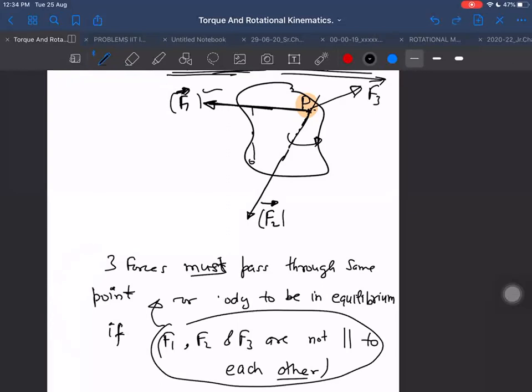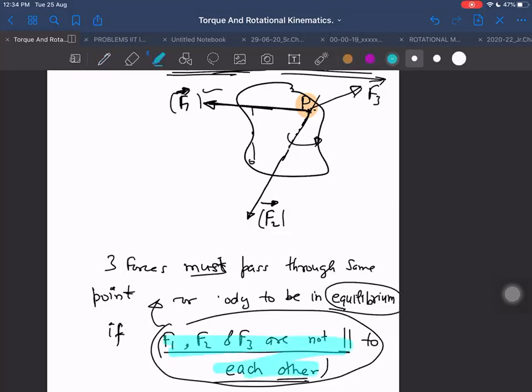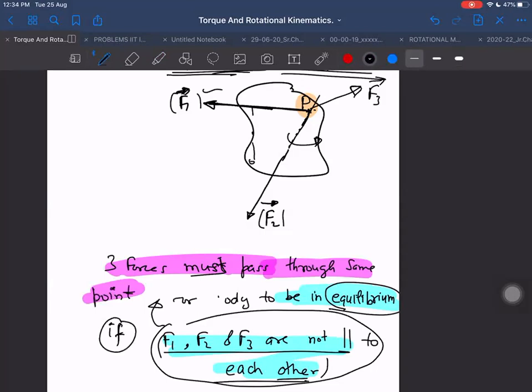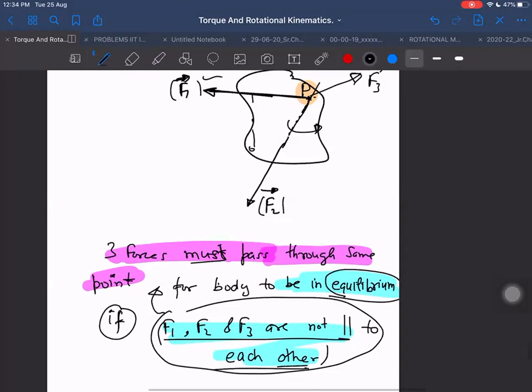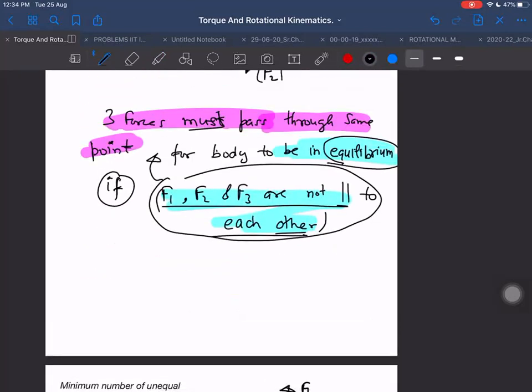I am saying that if this thing is given to us, and it is given that the body is in equilibrium, two things are given to us. First this one, next this. This is given, and this is given. Then we should conclude; this red color is the conclusion here: same point. I wrote here, if it is given. For the body to be in equilibrium, the body is in equilibrium and these are not parallel to each other, then they must pass through the same point. That's what I'm saying. Is it understood now?